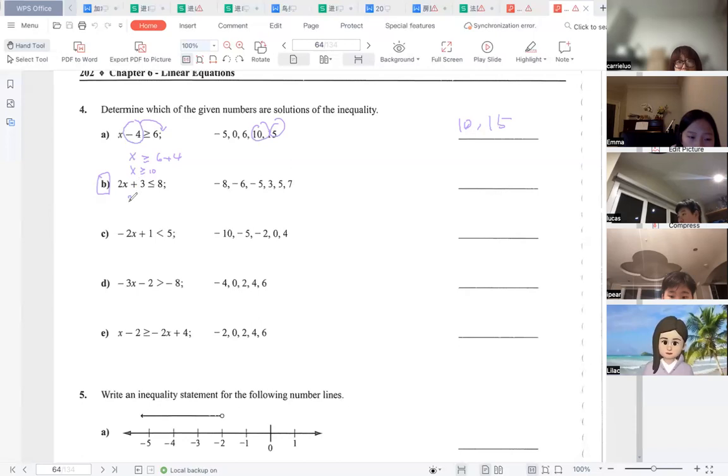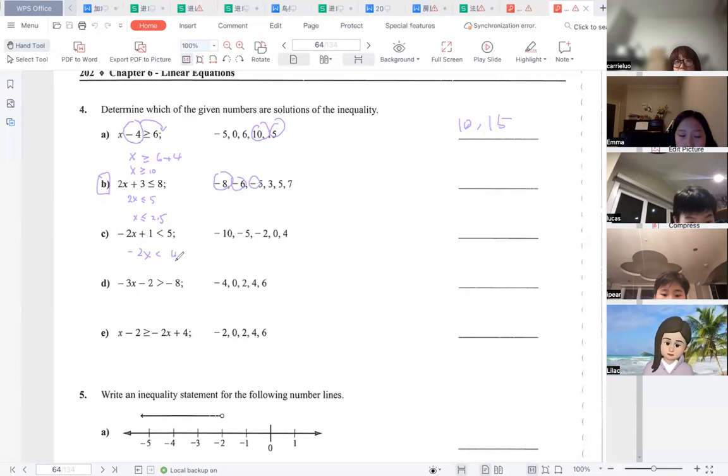Okay, very good, because 2x is smaller than 5, right? So x is smaller or equals to 2.5. So -8, -6, and -5 are all right answers, right? Okay, so now let's move forward to number C.